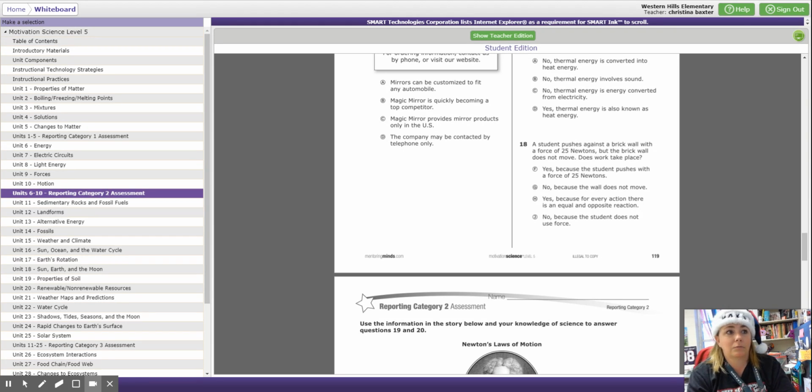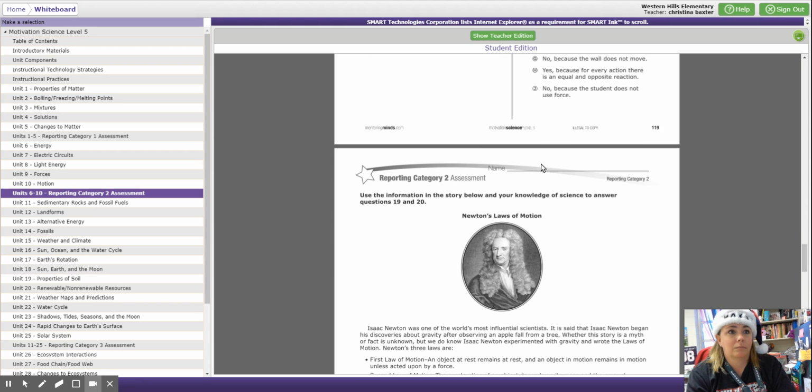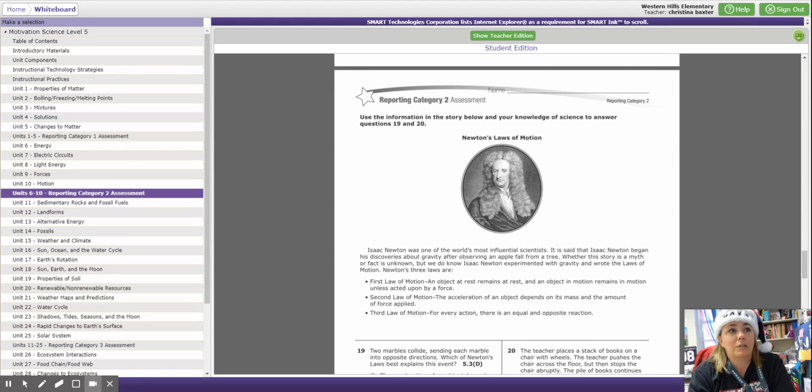Use the information in the story below and your knowledge of science to answer questions 19 and 20. Newton's laws of motion. Isaac Newton was one of the world's most influential scientists. It is said that Isaac Newton began his discoveries about gravity after observing an apple fall from a tree. Whether this story is a myth or fact is unknown, but we do know Isaac Newton experimented with gravity and wrote the laws of motion.